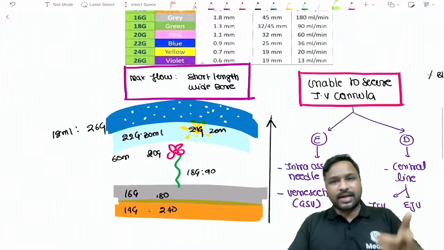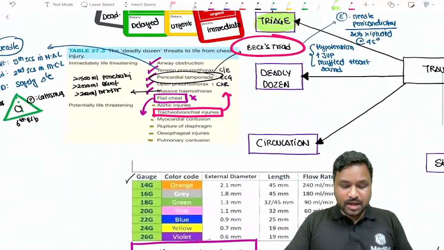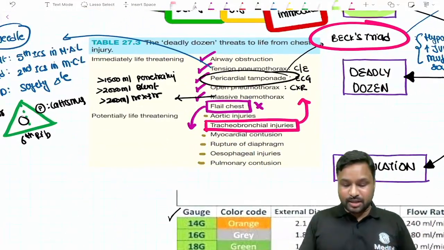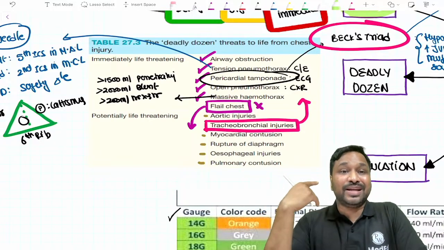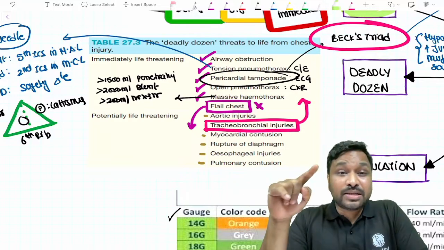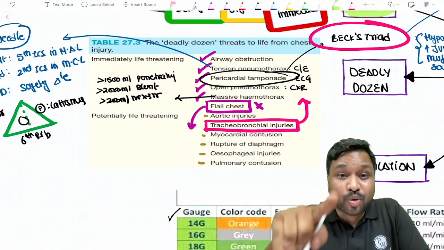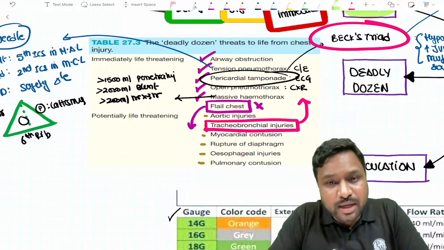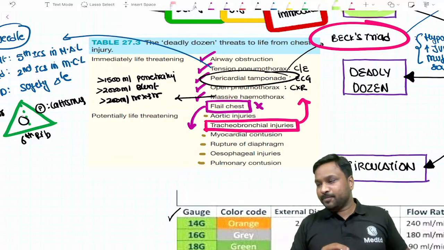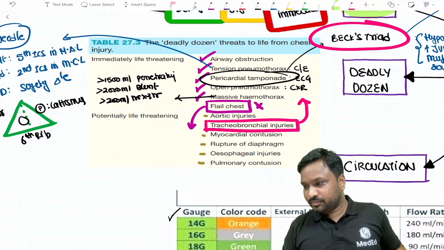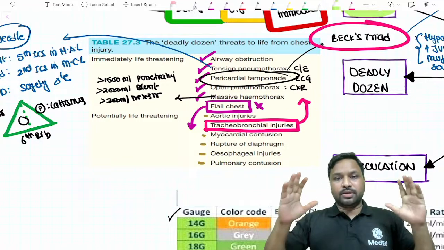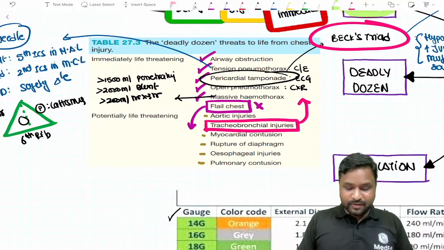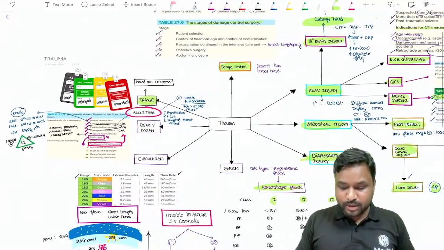Then you have the cannulas, the color code, the flow rate, everything has been discussed. And the deadly dozen of the thorax. Remember, this was the old edition of Bailey where the flail chest was given in immediate life-threatening. Now it is considered potentially life-threatening. The thoraco-bronchial injuries are now moved down to immediate life-threatening injuries, right? Yes, Sachin, you're correct. In trauma, the most important thing is to stabilize the cervical spine.